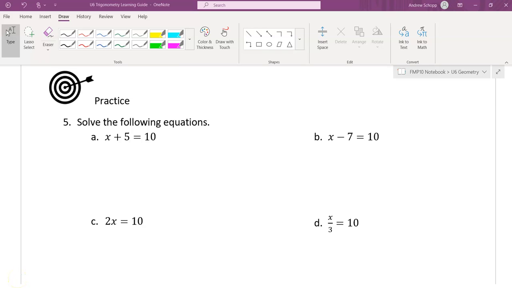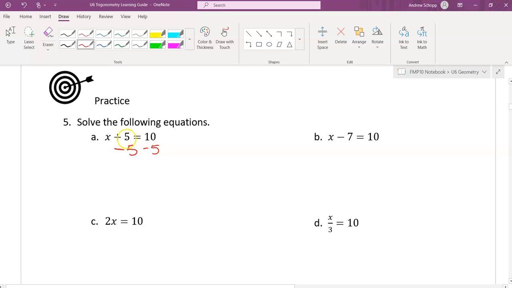Okay, solutions for practice questions 5 and 6. 5a, solve the following equations. You can see for a we have x is having 5 added to it. So the inverse of that would be subtracting 5. What we do to one side we must do to the other side, so everything stays in balance.